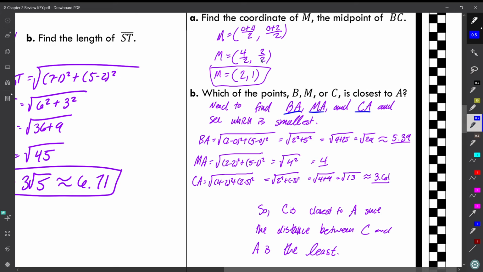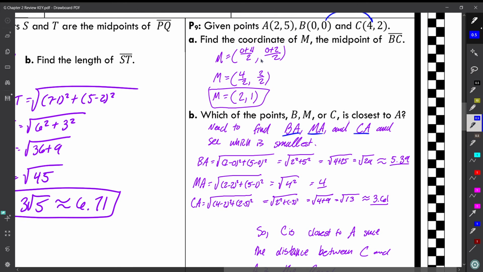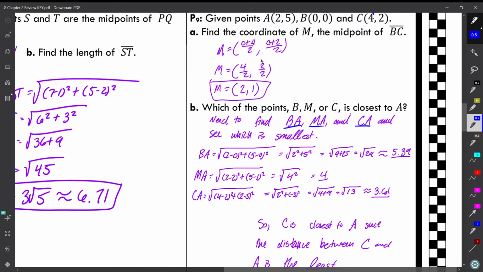So we did the first one right here, BA, plugging those 2 points into the formula. B has coordinates 0, 0. This one should be easy. A has coordinates 2, 5. So 2 minus 0 squared plus 5 minus 0 squared just gives me 2 squared plus 5 squared, which is 4 plus 25, square root of 29, which is approximately 5.39. MA. Now M, we found the coordinates to be 2, 1. A still has coordinates 2, 5, so 2 minus 2 squared plus 5 minus 1 squared. These go to 0 on the x's because 2 minus 2 is 0. So we're just left with 4 squared. Take the square root of that, you get 4.